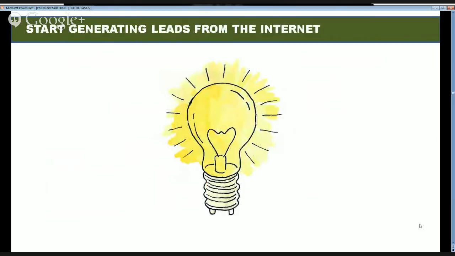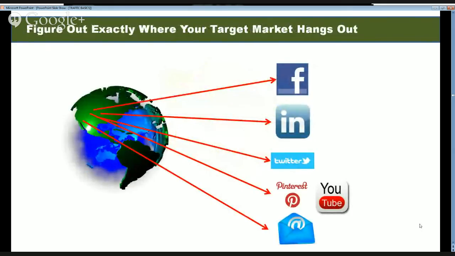Now, it's time for the big light bulb to go off and talk about generating traffic on an ongoing basis by using the internet. Let's talk about some basics here. There are a few really basic sources for traffic on the internet. Now, there are hundreds of different ways, but there are a few really big players, and you'll see them listed there. Facebook, LinkedIn, Twitter, Pinterest, YouTube, and email. And we'll talk about the email in just a minute.